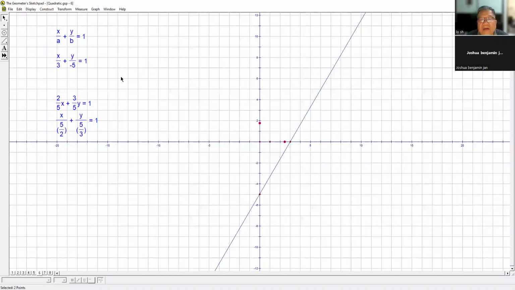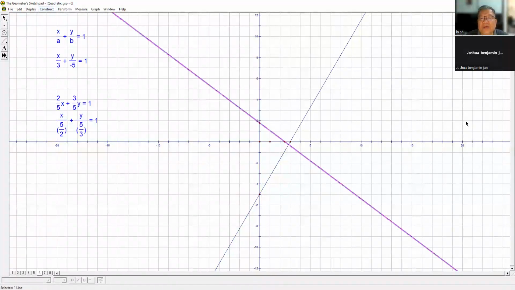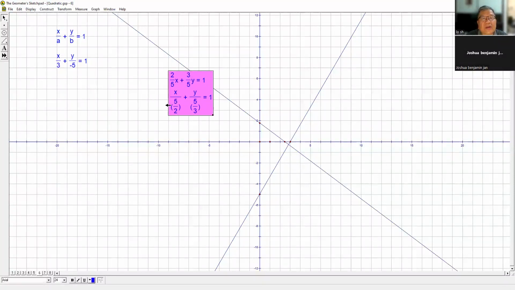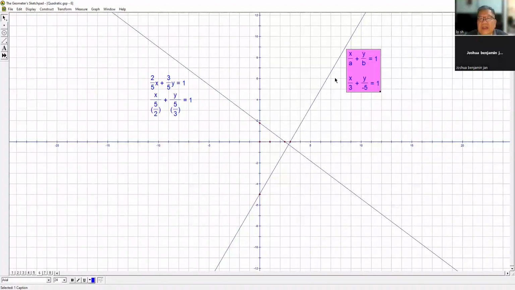Then after that, I join up the two points. So this line will be this equation here. This line here will be this equation.